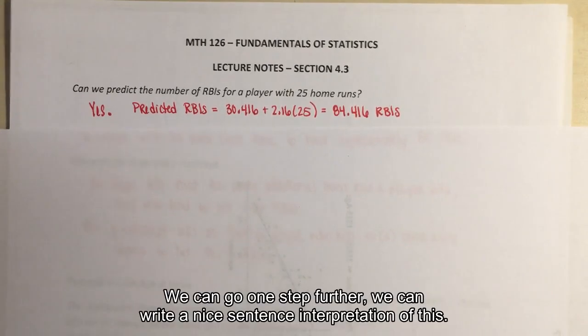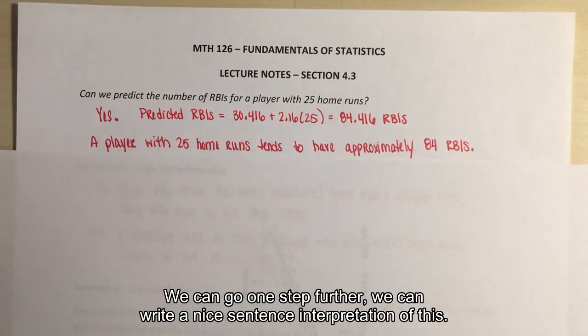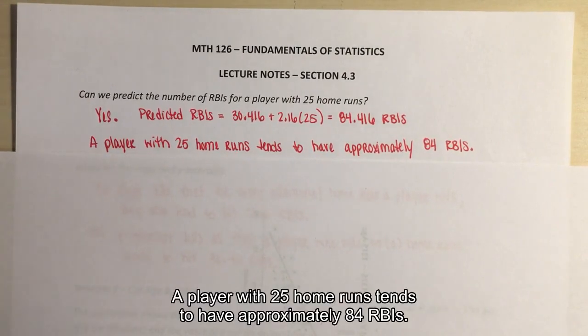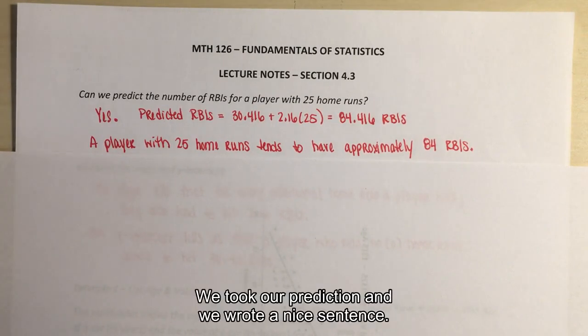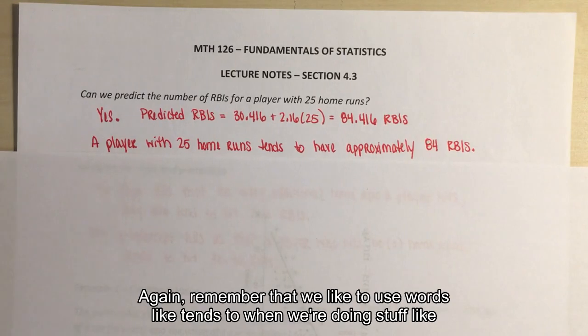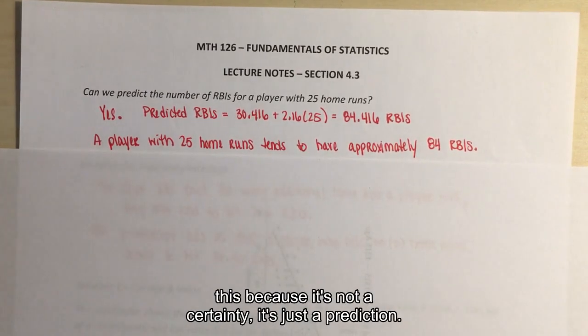All right, we can go kind of one step further. We can write a nice sentence interpretation of this. A player with 25 home runs tends to have approximately 84 RBIs. So we took our prediction and we wrote a nice sentence. Again, remember that we like to use words like tends to, right, when we're doing stuff like this, because it's not a certainty, right? It's just a prediction.